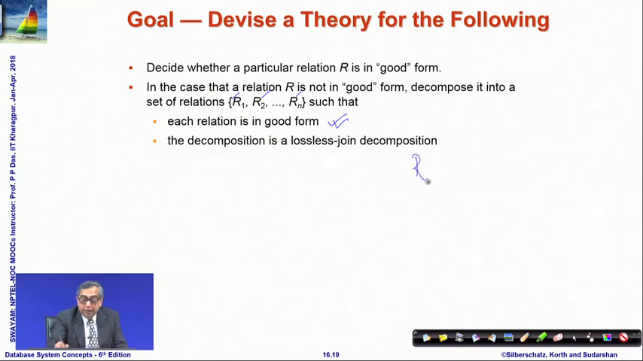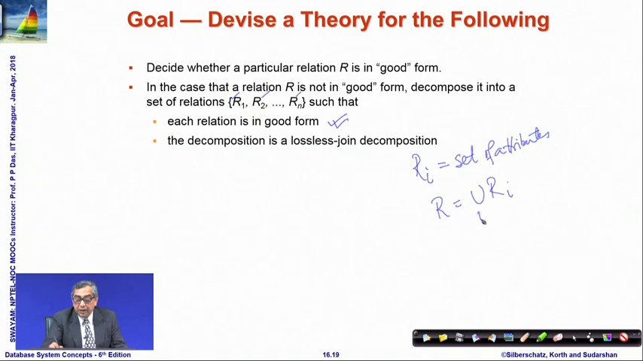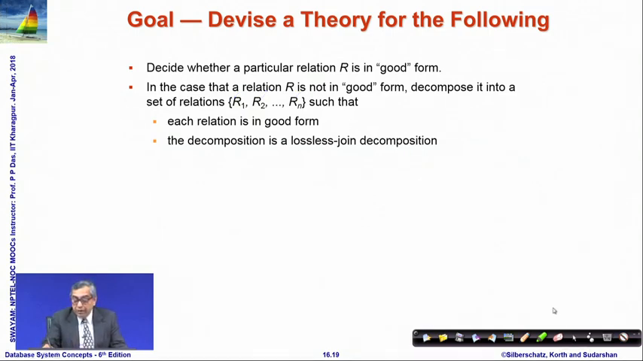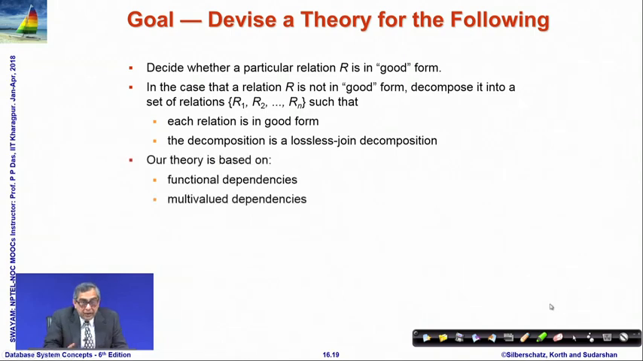Each R I is a set of attributes, because it is a relational schema. A relational schema is a set of attributes. And naturally R will be the union of all of these R I, the total set of attributes. So, instead of keeping all the information in one relation in one table, we are decomposing it into n different schemas. And what we need to guarantee is that each one of these relations R 1, R 2, R n is in good form.